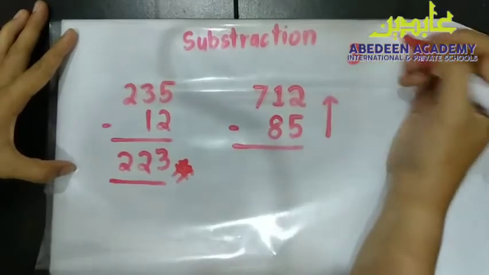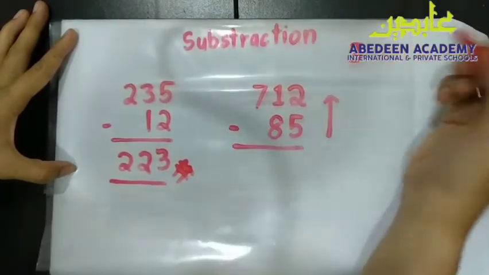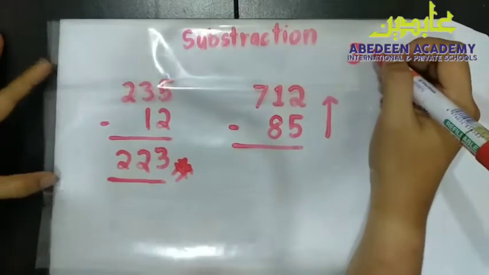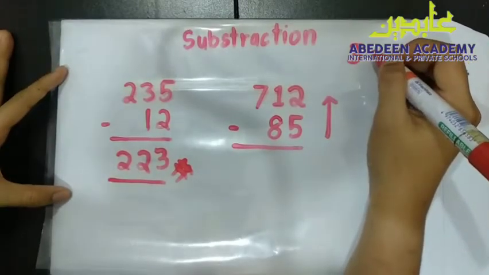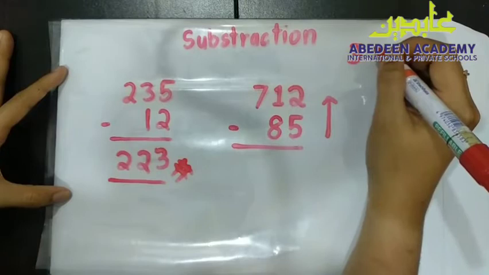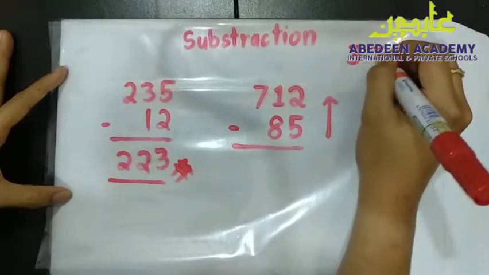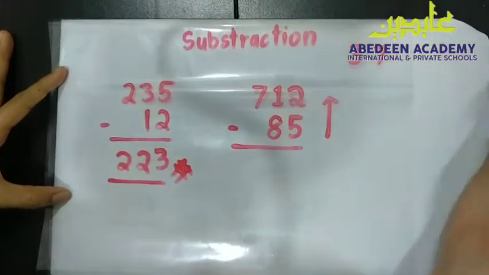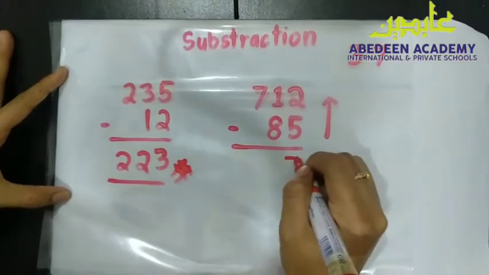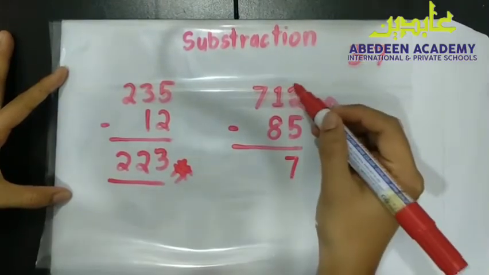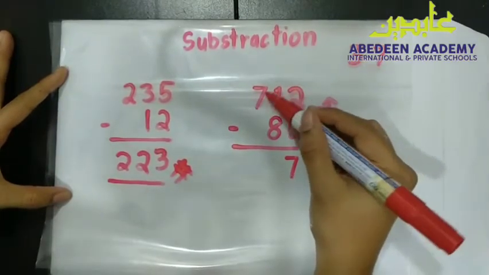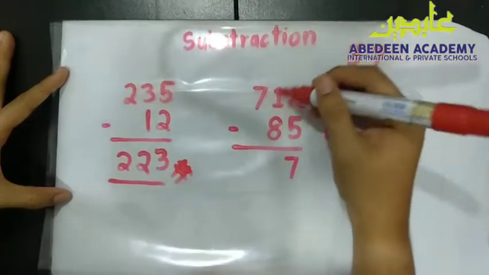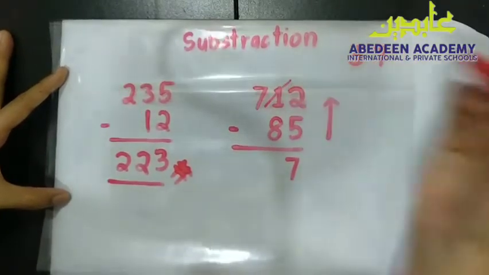What is the friend of 3 to make 10? Okay, so 3 plus 7 to make 10. So the answer here is 7. So you already borrowed 10 from this one, so this one already becomes nothing.